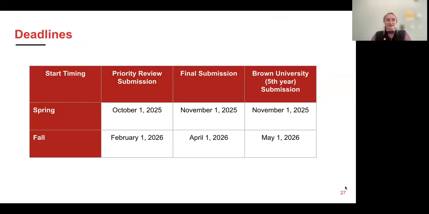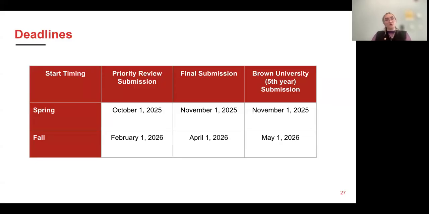Great. So let's go into some deadlines. Our spring deadlines have passed, but for fall, we are still open for priority review submission. That first deadline is February 1st, so it is coming up in just a few days. But if you're not quite prepared for a submission in a few days, we are still open until April 1st. The priority deadline, we are going to look at that batch of applications first and start filling in some spots. And then that final submission deadline is when we will fill the rest of the cohort.